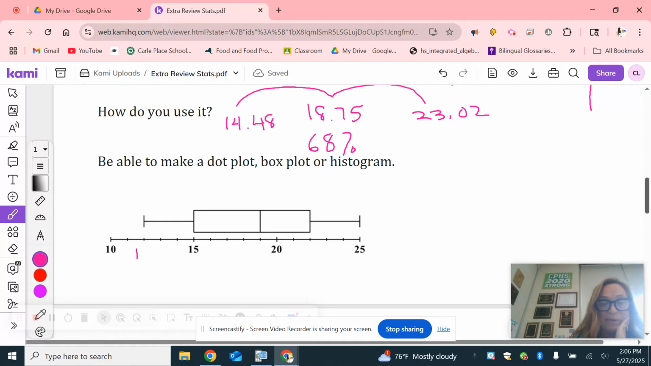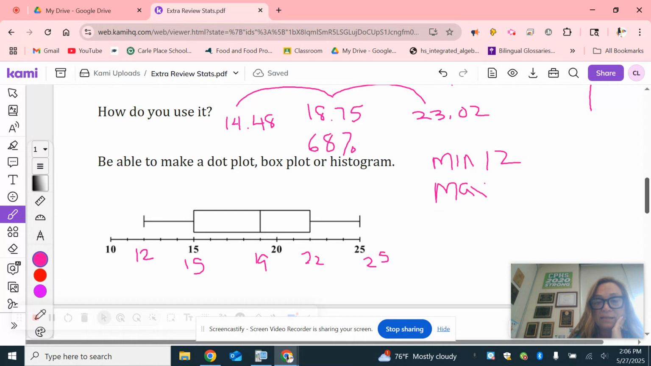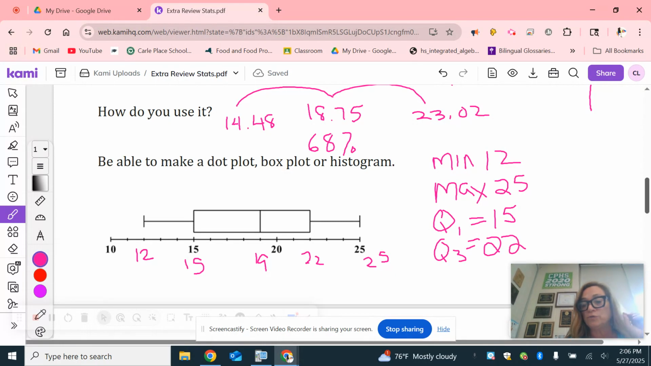So here, this would be at 12. This is at 15. This is at 19. This is at 22. And this is at 25. So that means that our min is 12. Our max is 25. You use max minus min for range. Our Q1 is 15. Our Q3 is 22. Use Q3 minus Q1 for interquartile range. And our median is equal to 19.